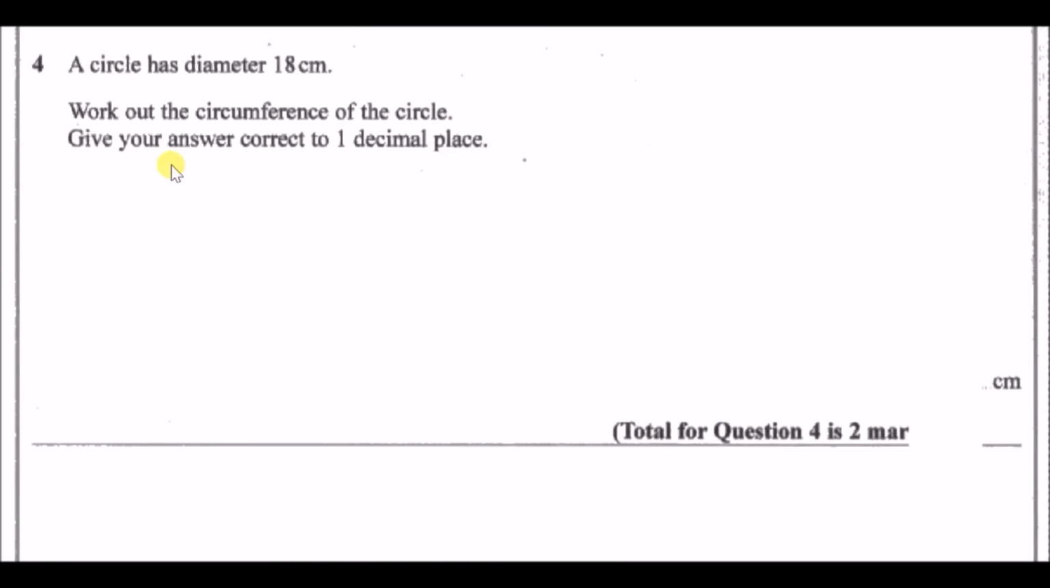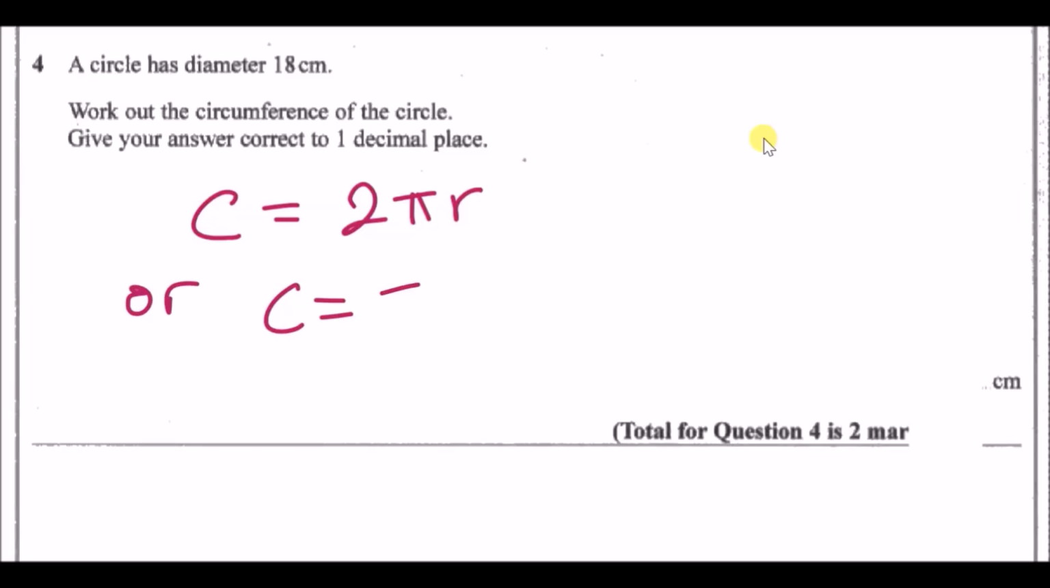Number 4. A circle has a diameter of 18 centimeters. Work out the circumference of the circle. Give your answer correct to one decimal place. Alright, so all this is saying is that we need to know the circumference formula, which is either 2 pi r, where r is the radius, or the circumference is pi times the diameter, d.